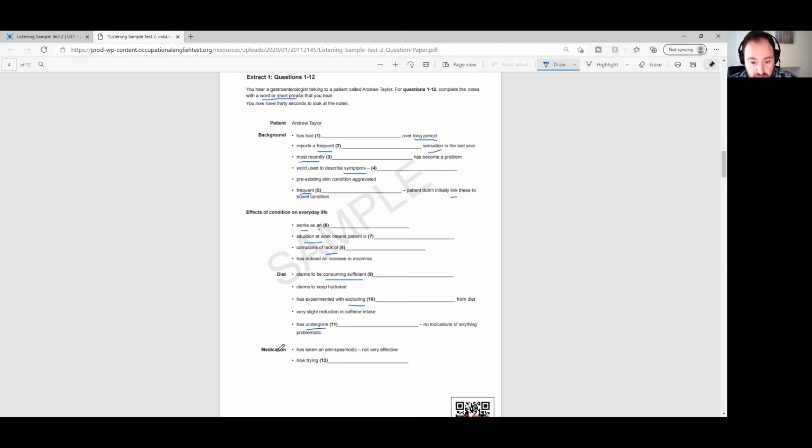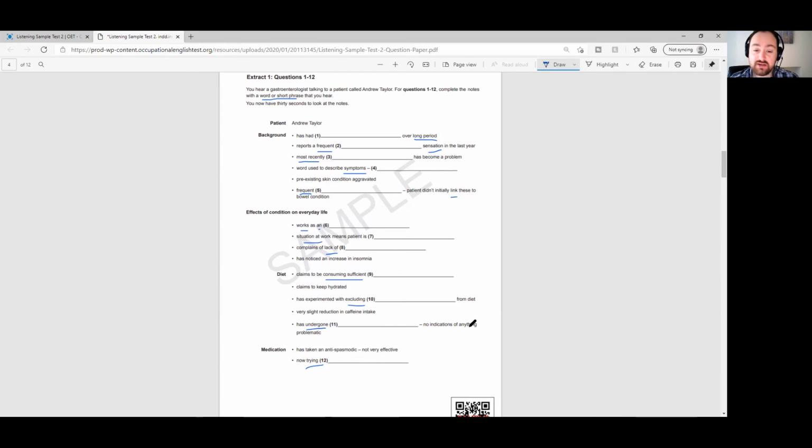Okay, and going on to the last part, medication. We've not got much here. He's trying. So how could we say that in a different way? He's trying something. He's giving something a go. He's trialing something. Maybe these are all paraphrases that could be that. And it's talking about medication.